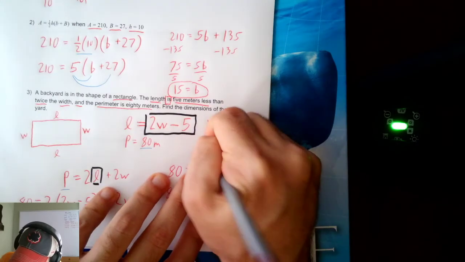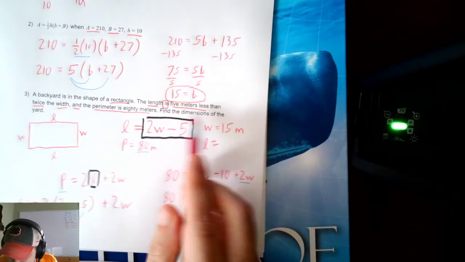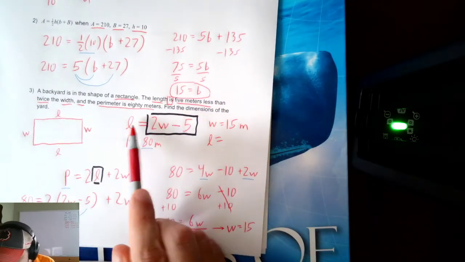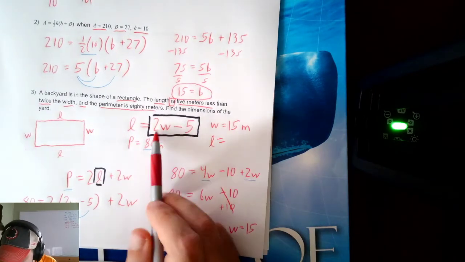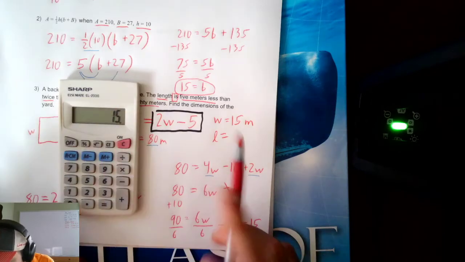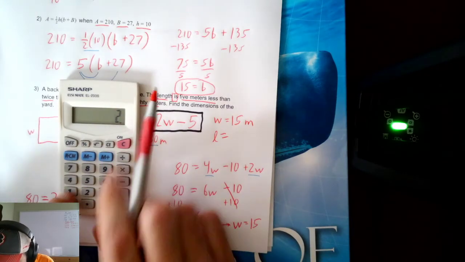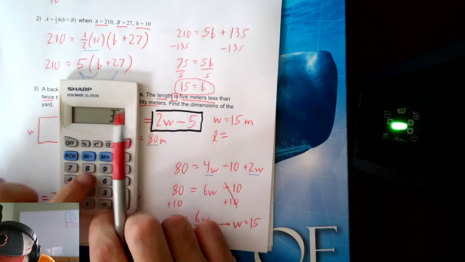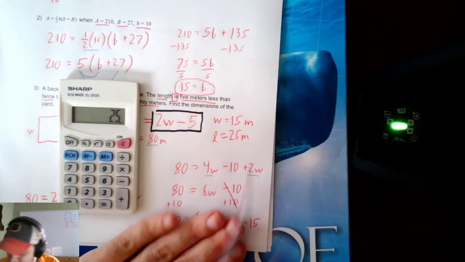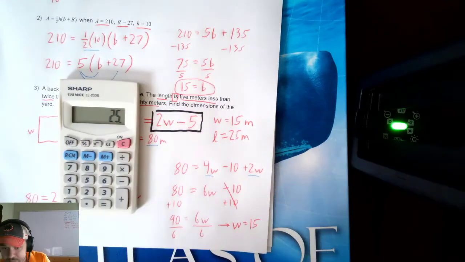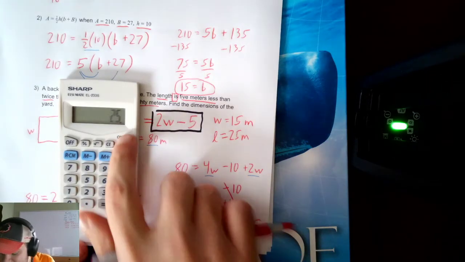Now I also need to find the length, right? It says find the dimensions. I need to find the length. Well, the length is 2W minus 5, right? Well, W is 15. So 2 times 15 minus 5. The length is 25, right? The length is 25.